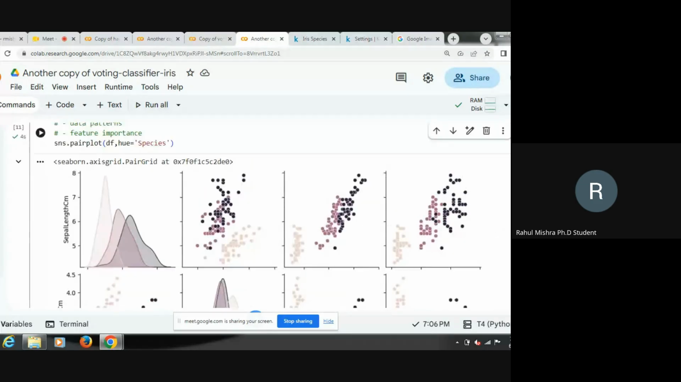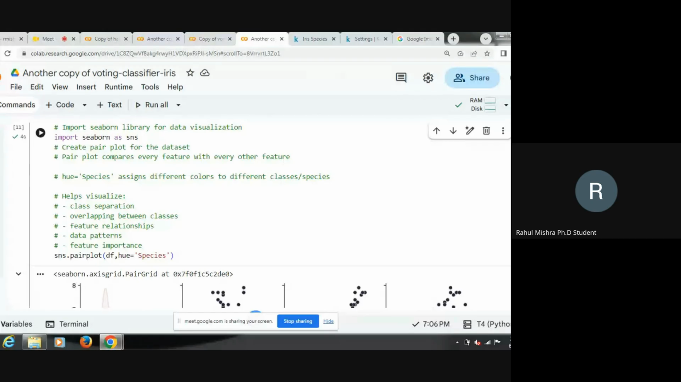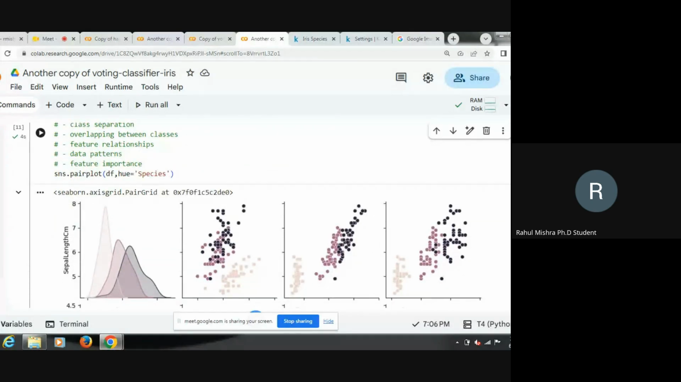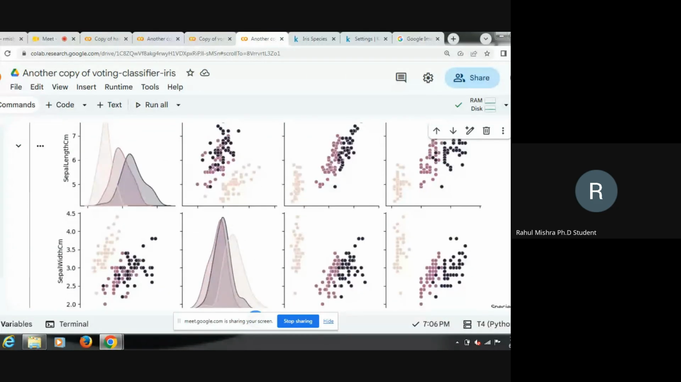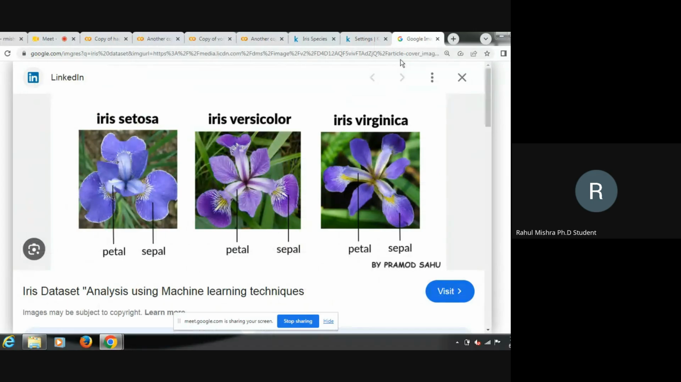In this pair plot, the pair plot is basically used to compare each feature with every other feature. What are the features? Sepal length in centimeters, sepal width in centimeters, petal length in centimeters, and petal width in centimeters. From the diagram I've shown you, it is clear that petals can be differentiated very easily, but with sepal length and sepal width, it is difficult to identify which are these images. So my focus is this sepal only.